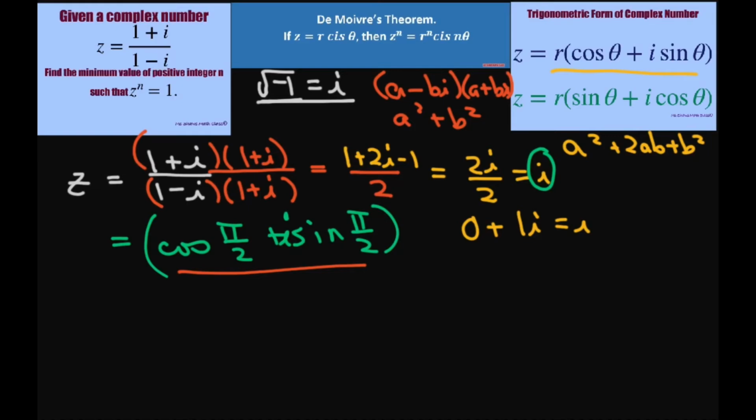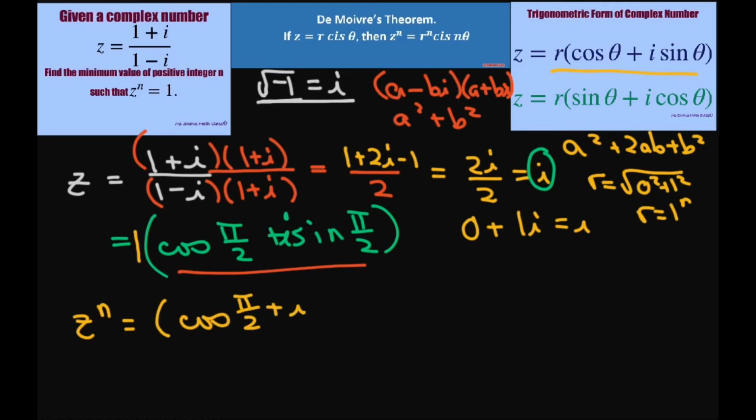Now we need to look at c to the power of n. So when you do that, our r is just going to be the square root of 0 squared plus 1 squared. So that's just r, and r is 1. And 1 to the nth power is just 1, so we don't need to do anything with that. And then we're going to have cosine of pi divided by 2 plus i times sine of pi divided by 2, to the power of n. And this is using this formula here. This is just a shortcut for writing what we just wrote.